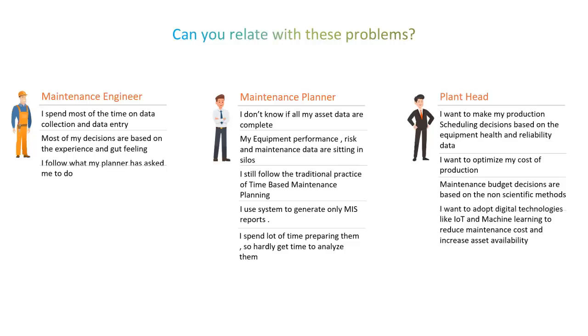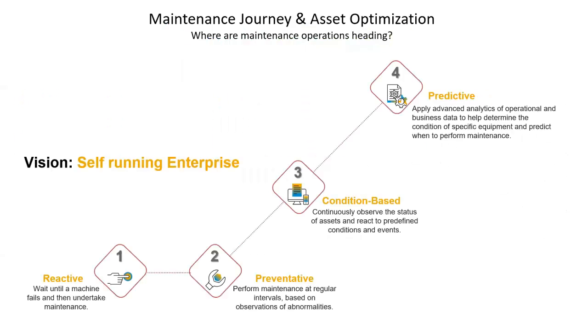And so maintenance engineer says, I need better tools. Maintenance planner says, I need better tools. And plant head is saying, I want to make better decisions. And that's where we can help.